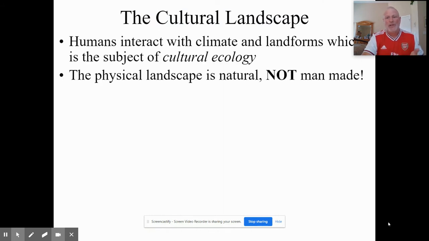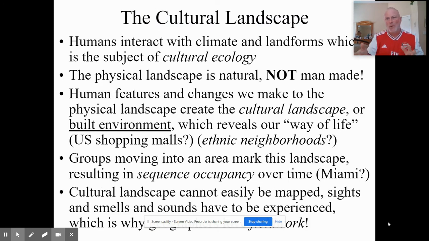So when we think about the cultural landscape, this is where you get the marriage between the human landscape, the built landscape and the physical world, right? And we call that sometimes cultural ecology. Culture always means way of life, and anything eco is going to be about the environment, right?